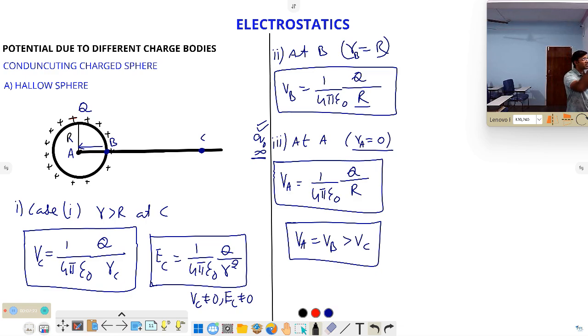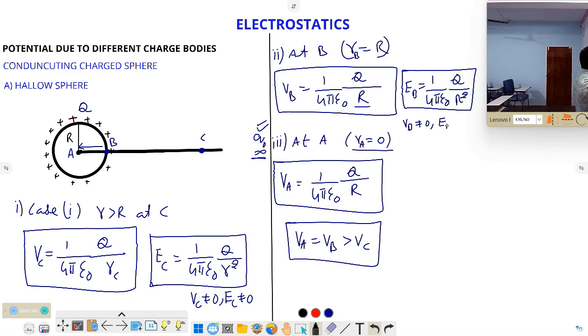Now if you take the second case, point B, on the surface, what is the electric field equation on the surface? That is equal to 1 by 4 pi epsilon naught, q by capital R square, because R is the radius distance. Here also I can conclude that VB is not equal to 0 and EB is also not equal to 0, both are not equal to 0.